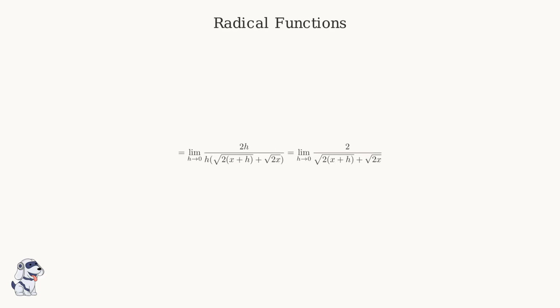Now notice the numerator simplifies to just 2h. The h in the numerator and the denominator cancel perfectly. This is the goal of our algebraic manipulation. Finally, let h go to 0. We are left with 2 over 2 times the square root of 2x, which simplifies down to our final derivative.